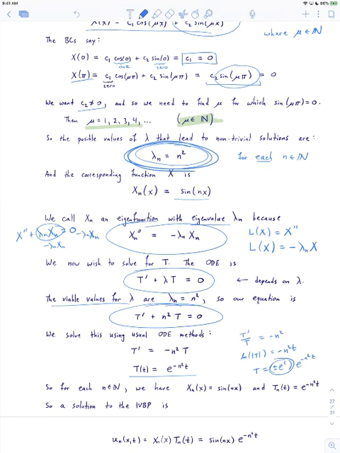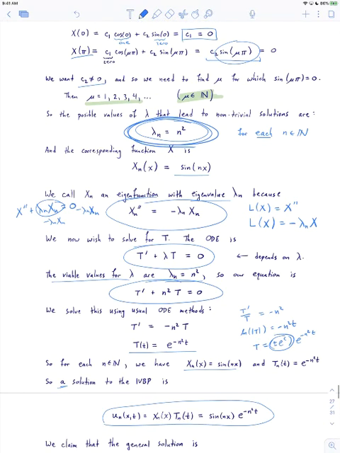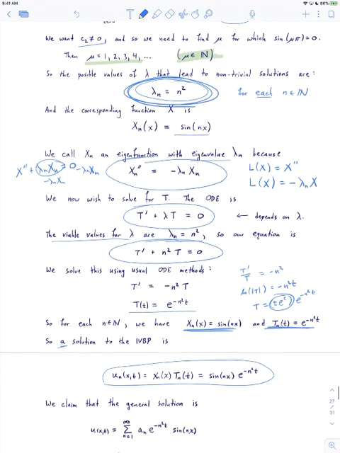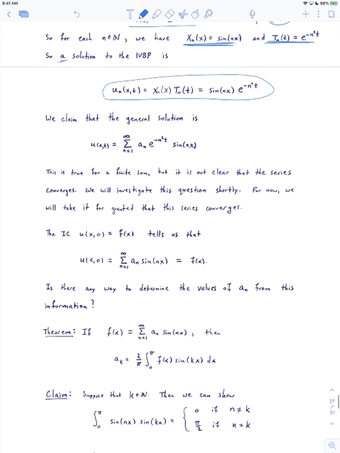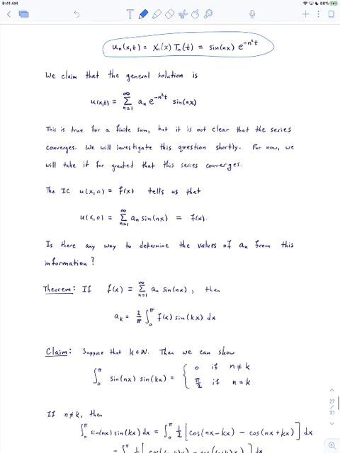So for each n in the natural numbers, we have a function X sub n equals sine of nx, and T sub n equals e to the minus n squared t. So a solution to the initial value boundary problem is given by this u sub n right here. That's just the product of this X_n with this T_n. That product gives us a solution to the initial value boundary problem. In fact, that's true for every n. For every n, we have a solution that looks like that.